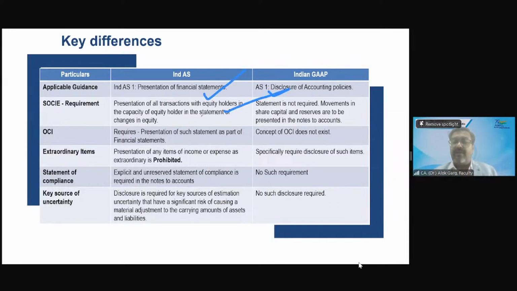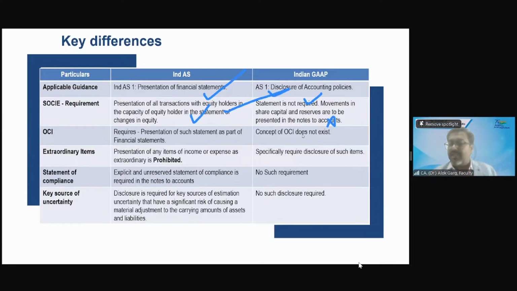Okay. SOCI. Whether SOCI is required in Ind AS, answer is yes. Whether SOCI is required in ICAI, answer is no. It is not a separate component, but it is required in the notes to accounts, right? In notes to accounts, is it required or not required? It is required in the notes to accounts. Okay. In accounting standard, but in Ind AS, it is a separate component on the face of the financial statement, and it is signed by the board of director and the statutory auditor.